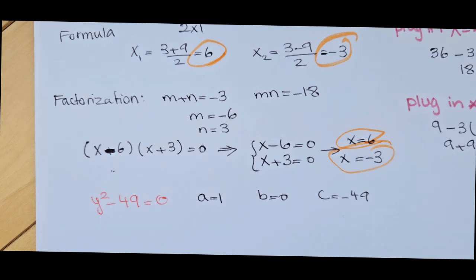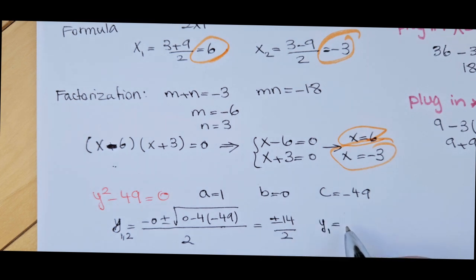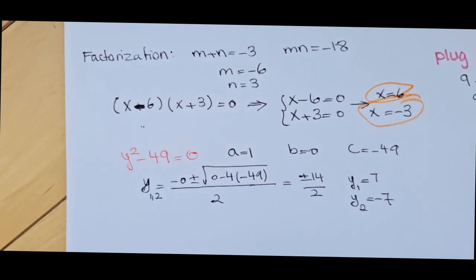Again, I'm going to use the two different methods. First of all would be using the formula. So y 1 and 2, I'm always expecting two roots because it's a quadratic. So negative b, that would be 0, plus and minus the square root of b squared, which is 0 minus 4 times negative 49 times 1, over 2 times a, which would be 2. So this one would be the square root of 196, which equals 14, divided by 2. So you would have one root to be 7, one root to be negative 7, right? This is the quadratic formula.